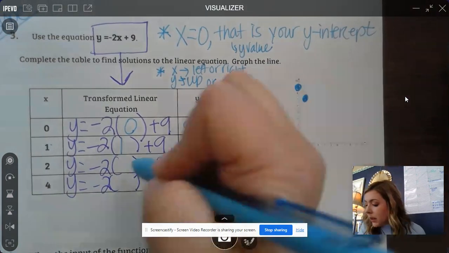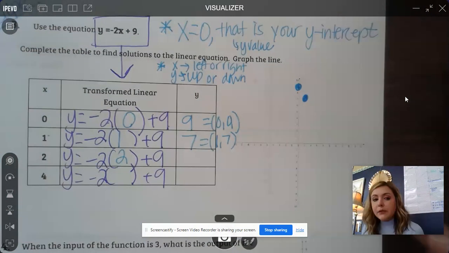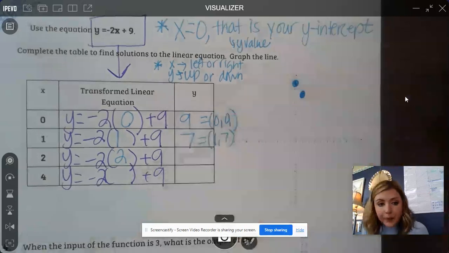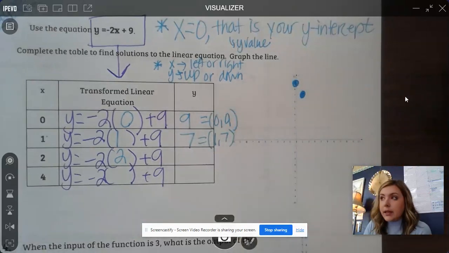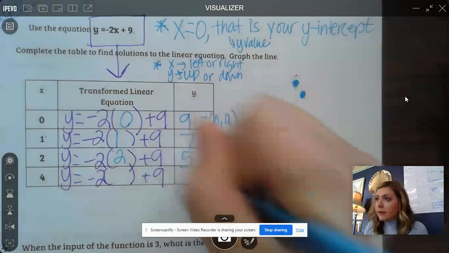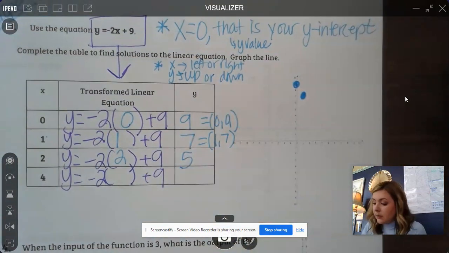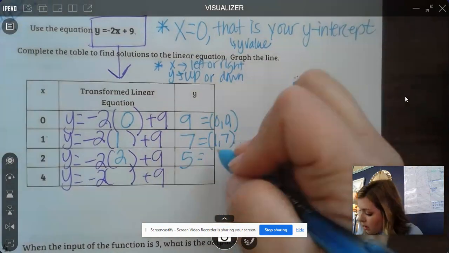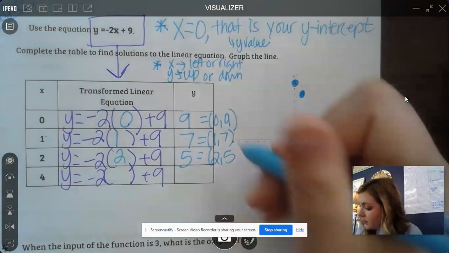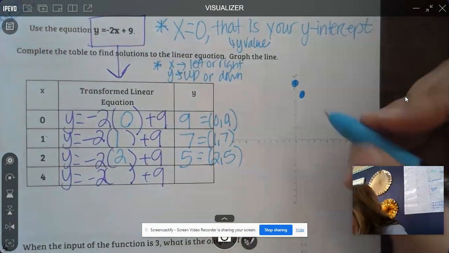All right, let's do it again. Let's plug in 2. -2 times 2 is -4, and -4 plus 9 is 5. So then I have the ordered pair 2, 5, which means 2 to the right and 5 up.